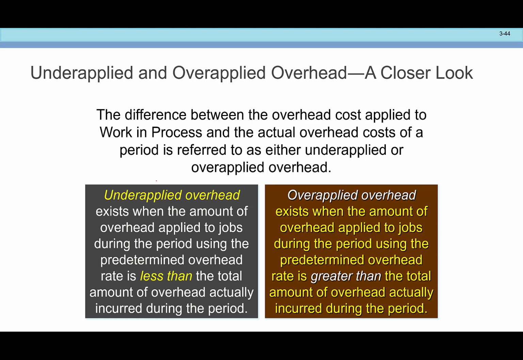So we take a look at the under or over applied. And what happens?